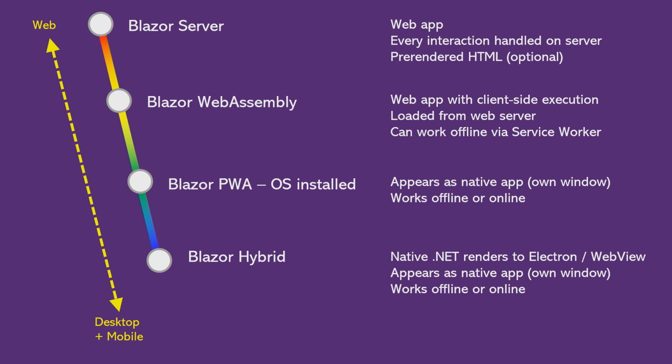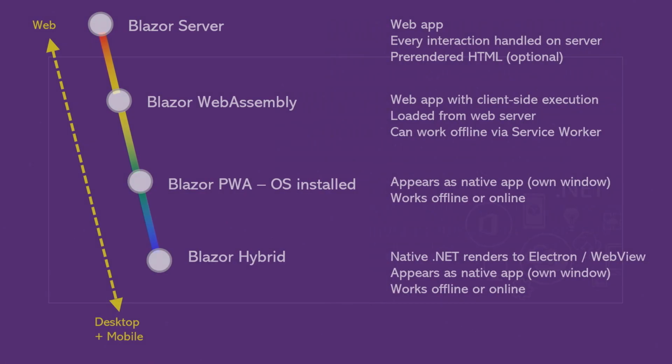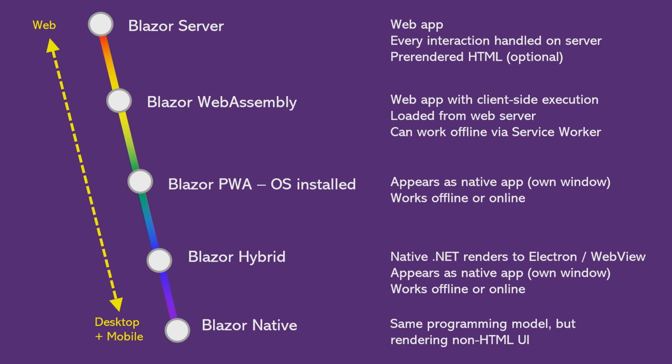All right, now the last stop on our spectrum from web to native is going, well, first let's get past the hybrid screen, is going full native. Actually having a native app, but instead of using web UI or web technologies to render the UI, we use native controls so that we can leverage the native controls of the device. This is an area also that we're investigating and experimenting with.